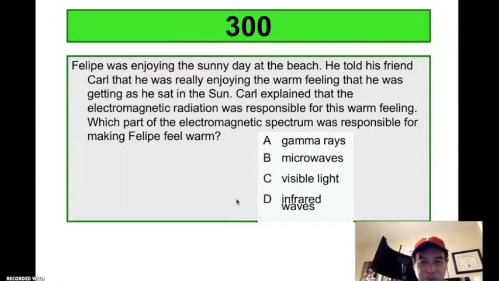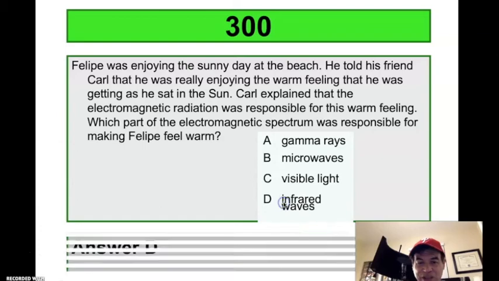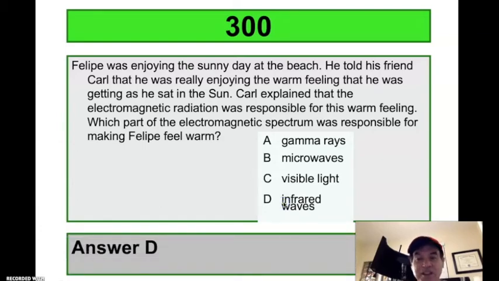Oh, double dose. Felipe was enjoying the sunny day at the beach, and he told his friend Carl that he was really enjoying the warm feeling that he was getting as he sat in the sun. Carl explained that the electromagnetic radiation was responsible for this warm feeling. Which part of the electromagnetic spectrum was responsible for making Felipe feel warm? Notice feeling warm. Gamma rays, microwaves, visible light, or infrared? Good job. It's going to be D. Infrared is going to be your answer.